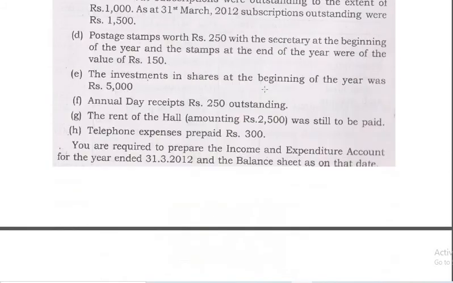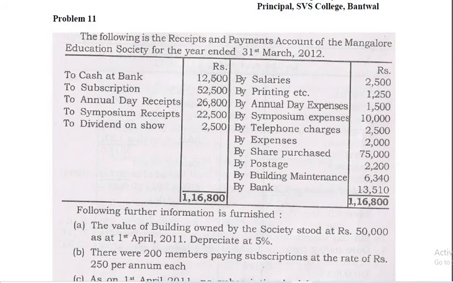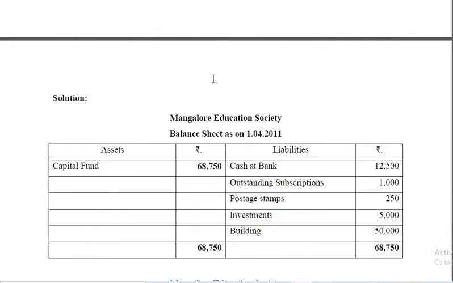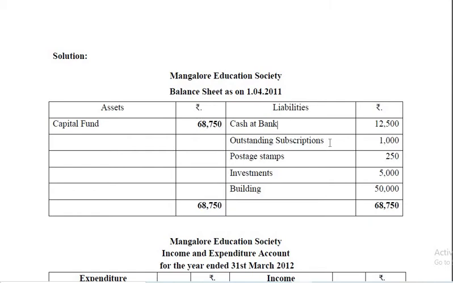Cash at bank, already I told you, these 12,500 balance at the beginning should be shown there. Then outstanding subscription, it is given in the adjustment relating to the last year, 1,000. Postage stamps at the beginning 250. Investments at the beginning 5,000. Buildings 50,000. So the balancing figure is nothing but capital fund 68,750.